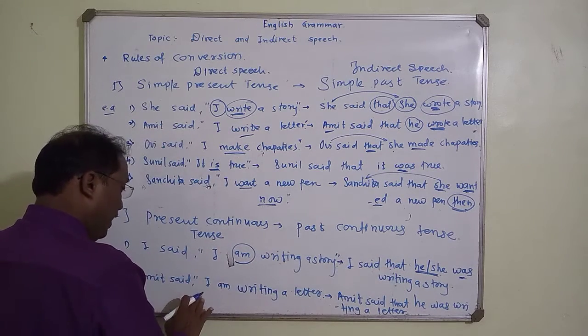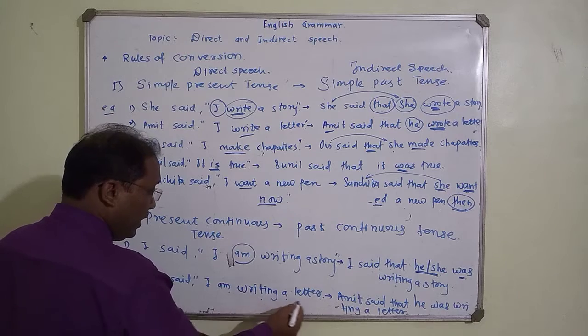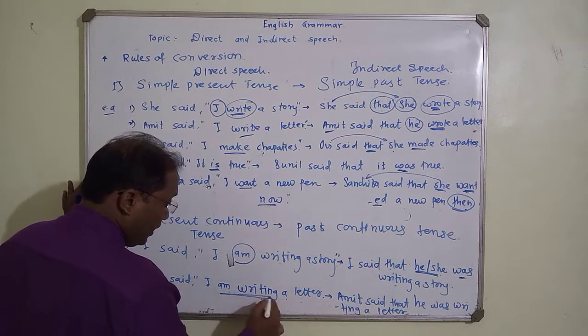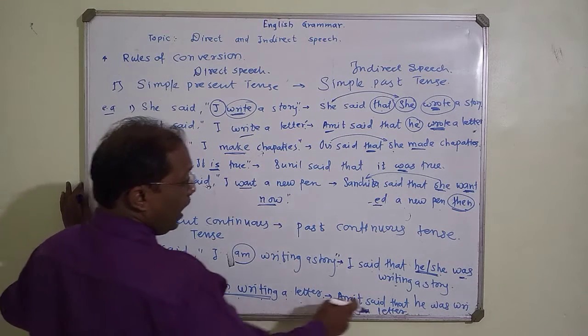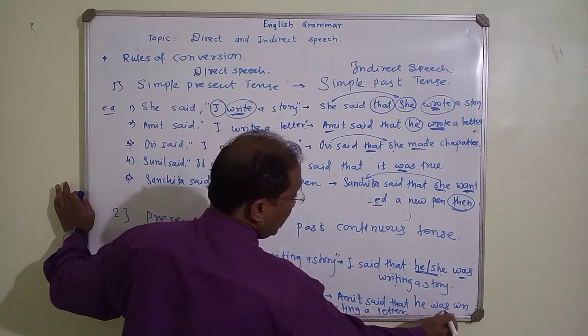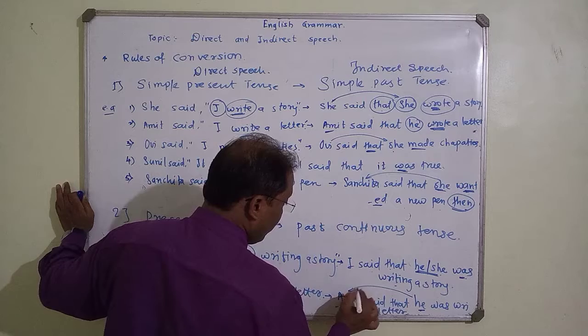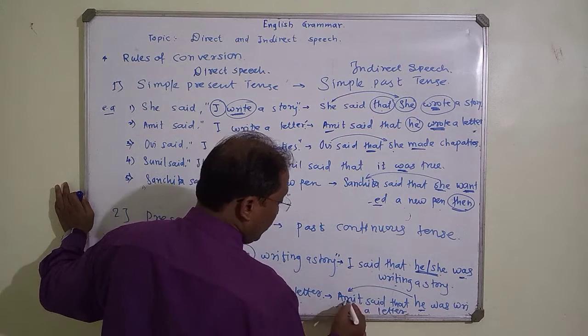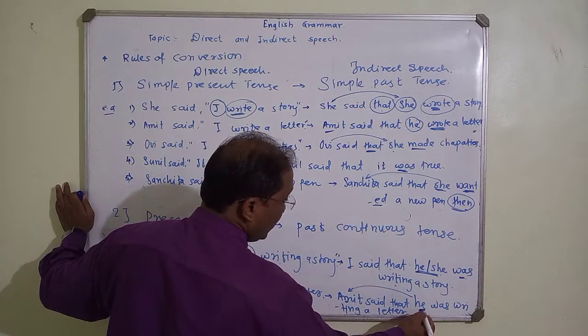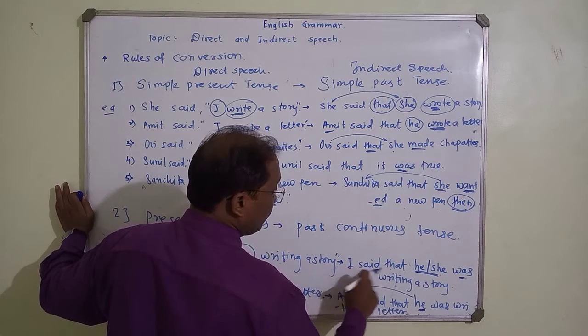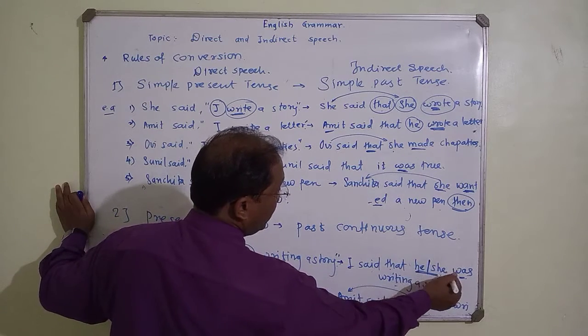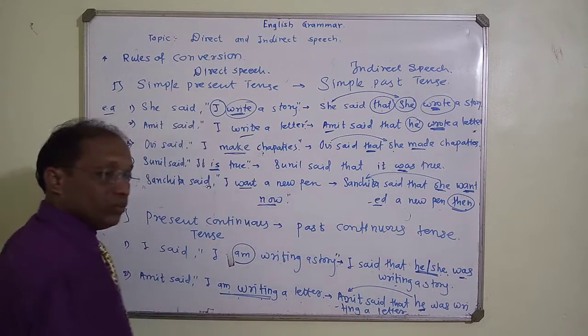Then Amit said, "I am writing a letter." I am writing a letter. Present continuous tense is there. Amit said that he was writing a letter. We use "he" to refer to Amit because Amit is named here. That's why we use he. But in the previous example the speaker is not fixed. That's why we use he and she. Thank you.